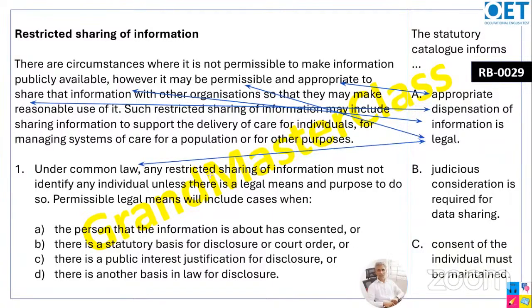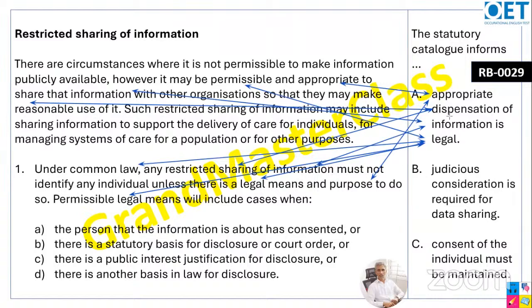Any restricted sharing. Sharing means dispensation. Sharing of information must not identify any individual unless there is legal means and purpose. Purpose means appropriate, reasonable. Permissible legal means will include cases when that person, okay, this is fine, different things. So these are various reasons.